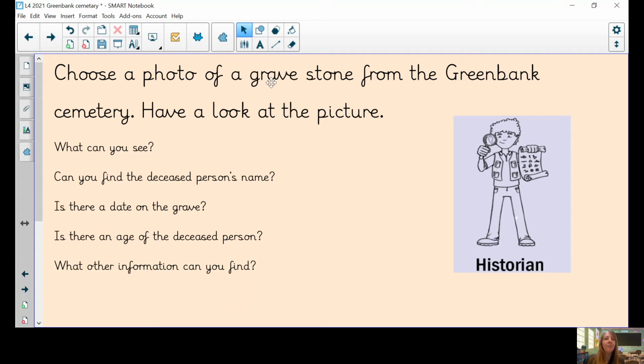And I want you to think about, when you've chosen your picture, answer the question, what can you see? You can answer the question, can you find the deceased person's name? And I'd like you to write their name. So the deceased person means the person that's died or the person that's buried there.